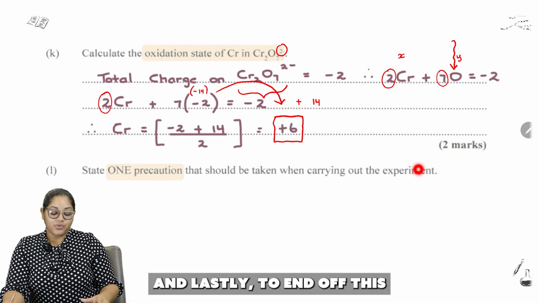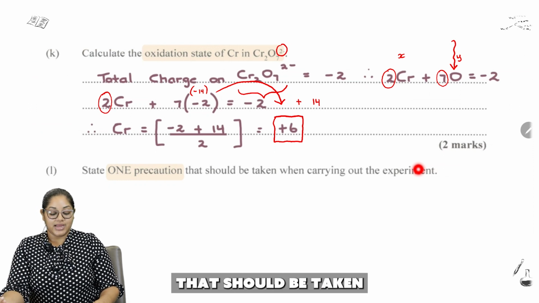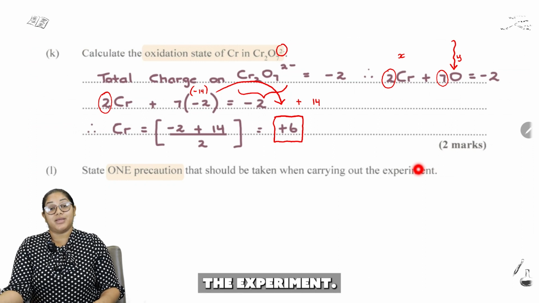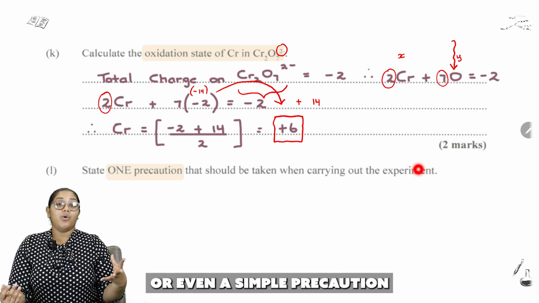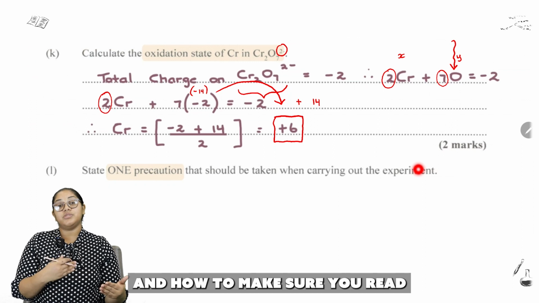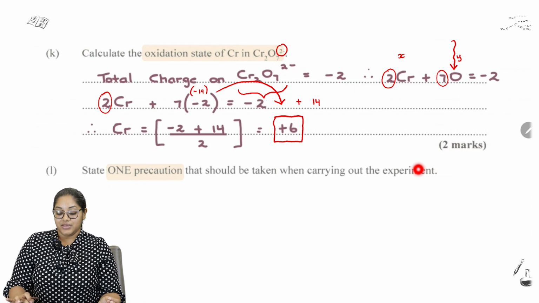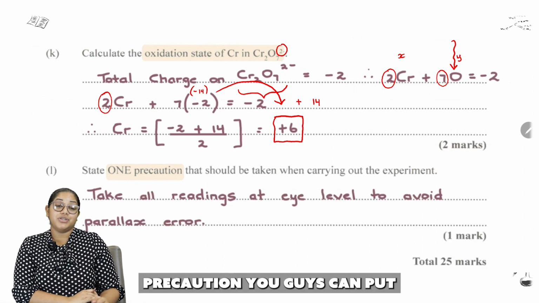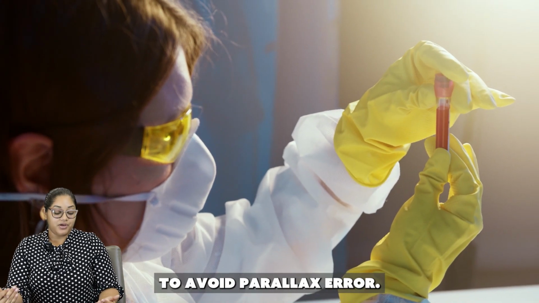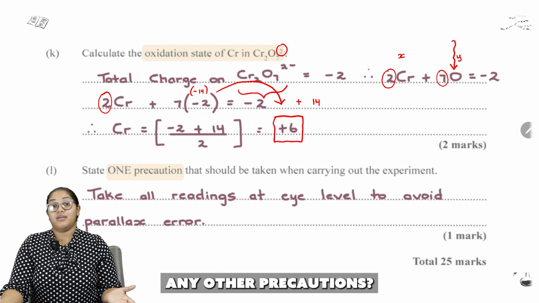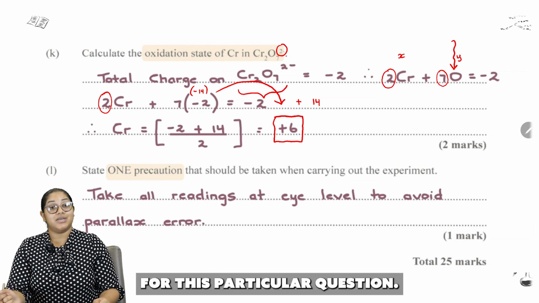And lastly, to end off this volumetric analysis question, state one precaution that should be taken when carrying out the experiment. This could be any precaution that you guys can remember from a titration experiment, or even a simple precaution on how to make sure you read your instruments properly without getting inaccurate data. So a very simple precaution you guys can put is to make sure to do all of your readings at eye level in order to avoid parallax error. Can you guys think of any other precautions? Feel free to add to this list, but you only need to give one for this particular question.